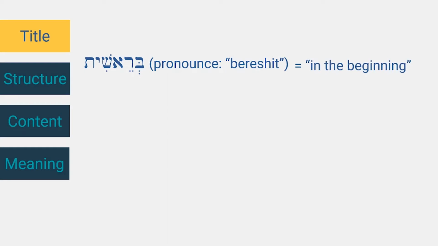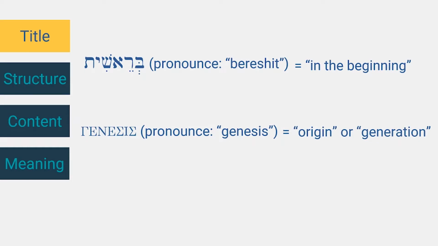Later, the Hebrew Bible was translated into Greek, and several books got new Greek titles, including this one. And the Greek title for this book was Genesis. And in Greek, Genesis means origin or generation. Oh, and spoiler alert, we will see this word again real soon.